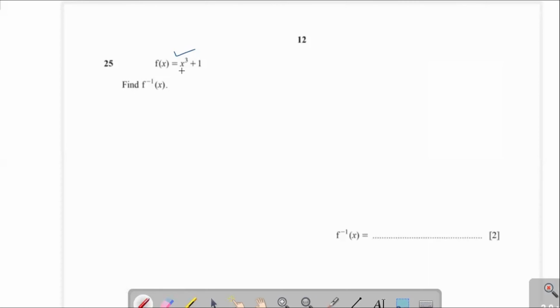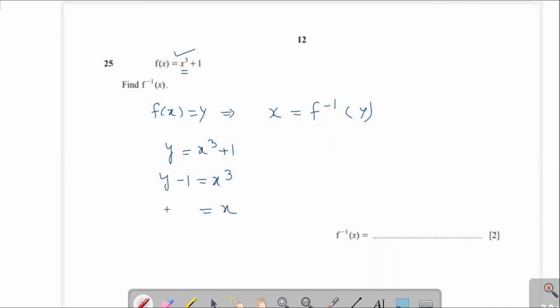Question 25, f(x) equals x cubed plus 1, find f inverse of x. You see here, we can write it as f(x) equal to y, and therefore x will be equal to f inverse of y. To find f inverse, firstly, we make x the subject in this equation. You can write this equation as y equal to x cubed plus 1. Now we can write y minus 1 equal to x cubed. Now x will be equal to the cube root of y minus 1.